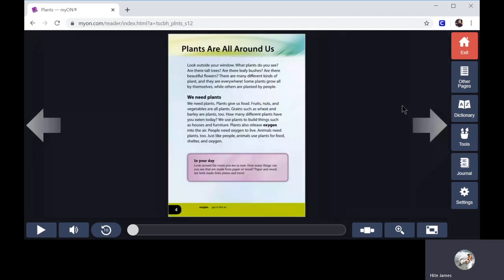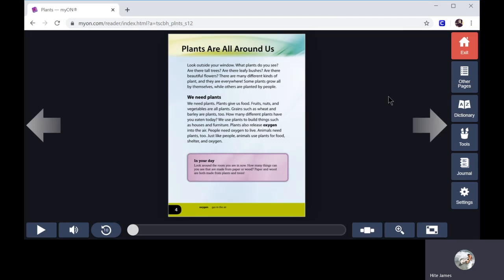Plants are all around us. Look outside your window. What plants do you see? Are there tall trees? Are there leafy bushes? Are there beautiful flowers? There are many different kinds of plants, and they are everywhere. Some plants grow all by themselves, while others are planted by people. We need plants.